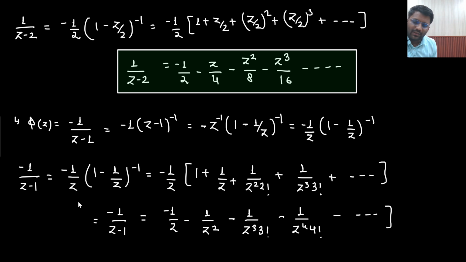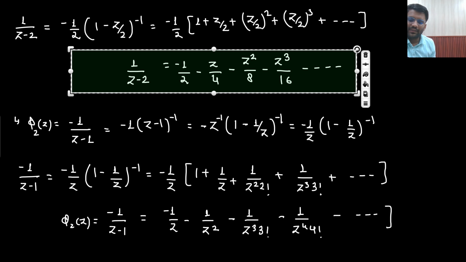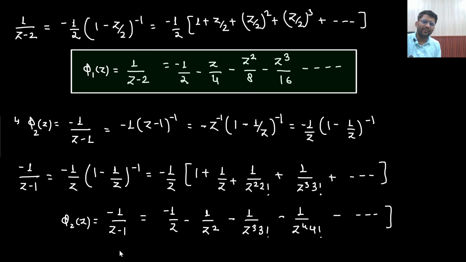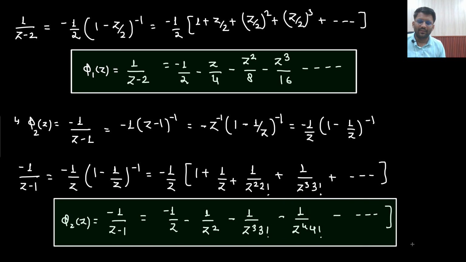Okay. So let's just say this is your phi 2z. This was your phi 2z. And this was your phi 1z. This is your phi 1z. This is your phi 2z.